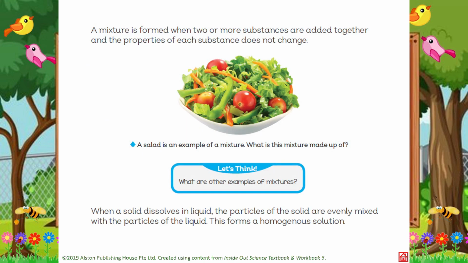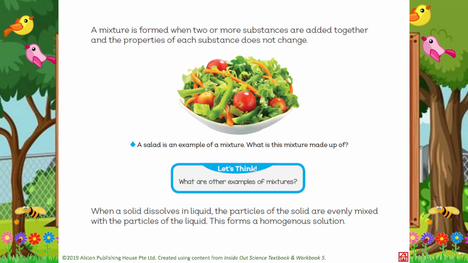So next we have a mixture and homogeneous solution. So what is a mixture? A mixture is formed when two or more substances are added together and the properties of each substance do not change.